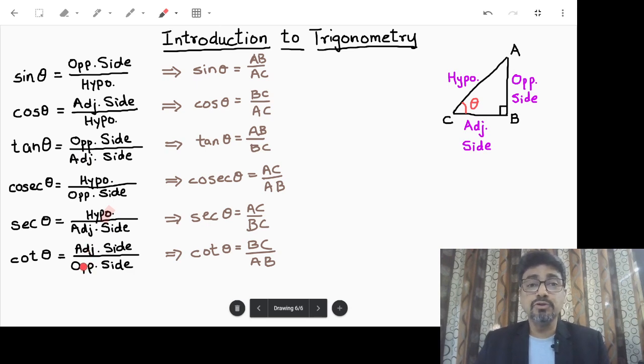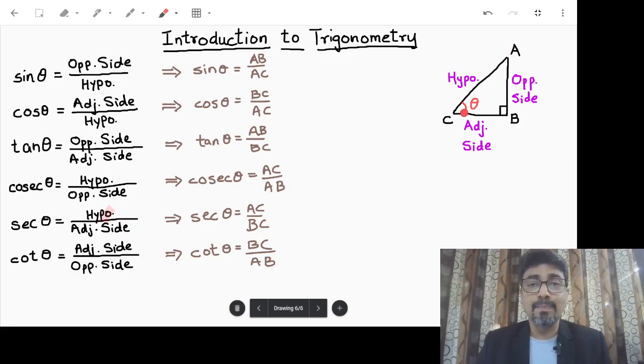Now, these ratios are defined for acute angles in a right angle triangle. Here we have a right angle triangle ABC, right angled at B, and A and C will be the acute angles. We consider angle C as theta, and for theta, what's the opposite side? AB. What's the adjacent side? BC, and AC we know is the hypotenuse for this right angle triangle.